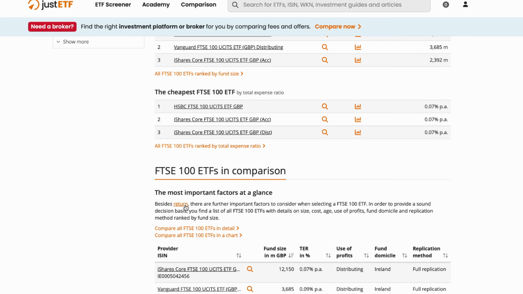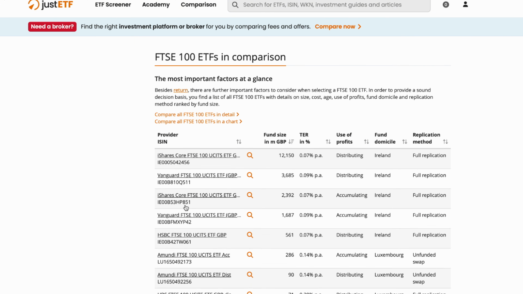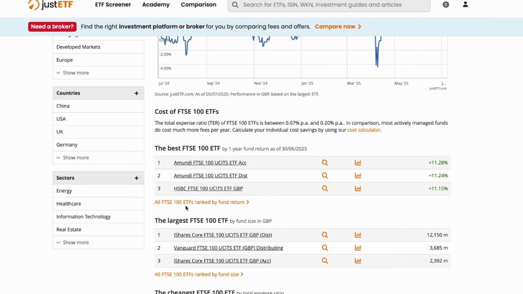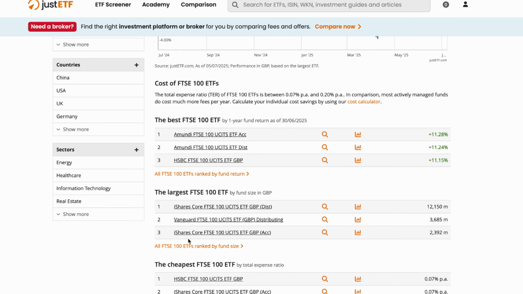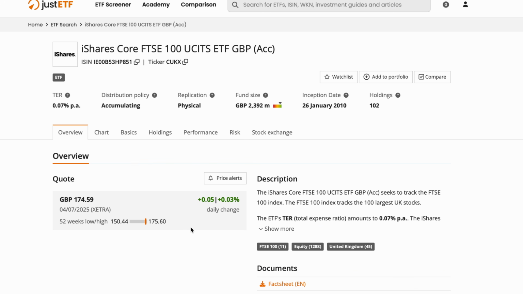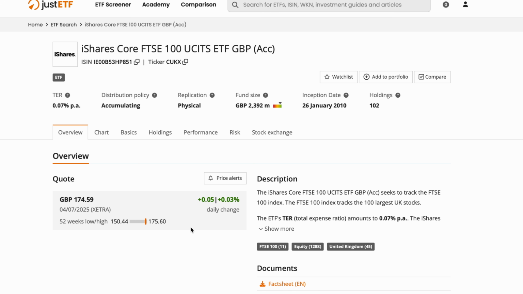So this is the actual FTSE 100 index, and what was its benchmark and things like this. This is the actual benchmark, guys. They talk about the cost: the largest FTSE 100 ETF, the cheapest FTSE 100, and the best performing FTSE 100. I would go with something which has the largest AUM, assets under management. The bigger the better. This is a distributing one, so I won't go with that option. This is again distribution. This seems like a good option.